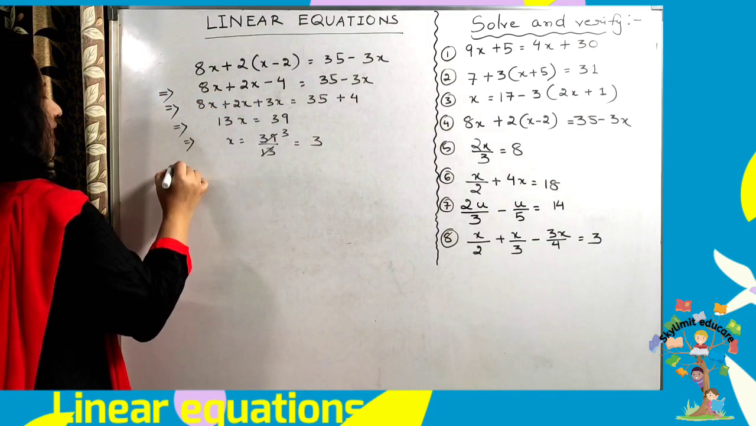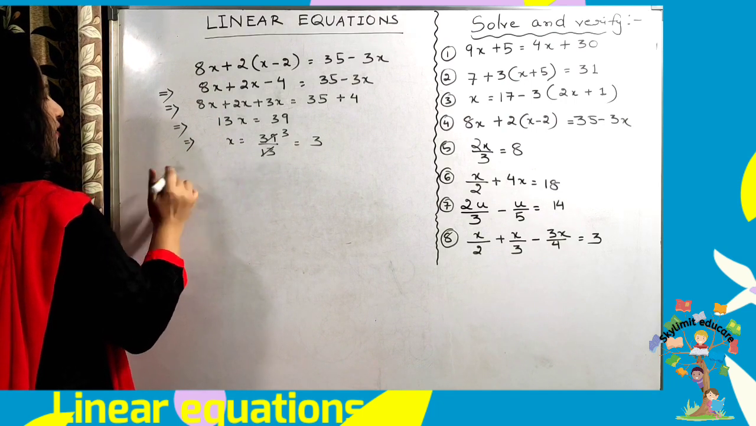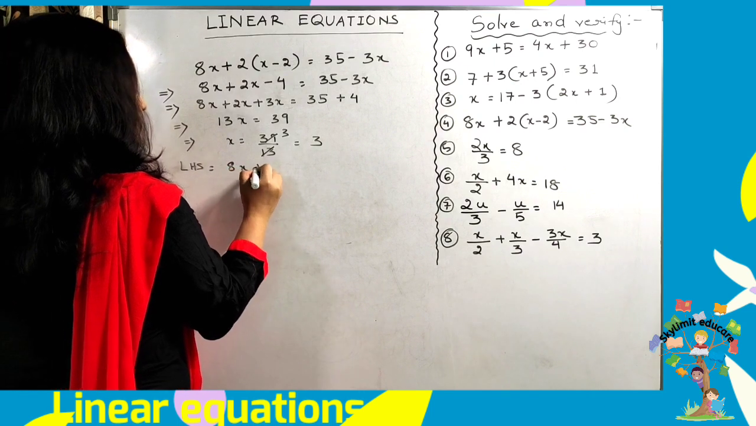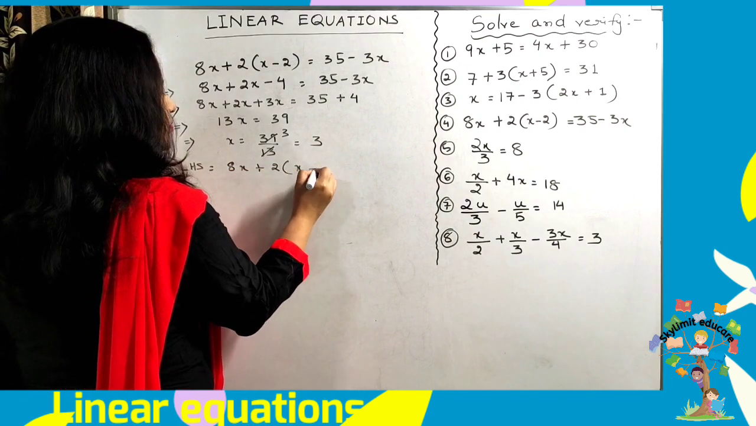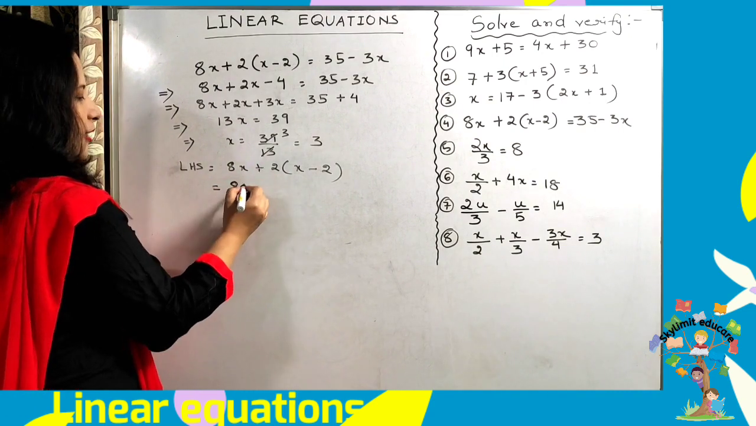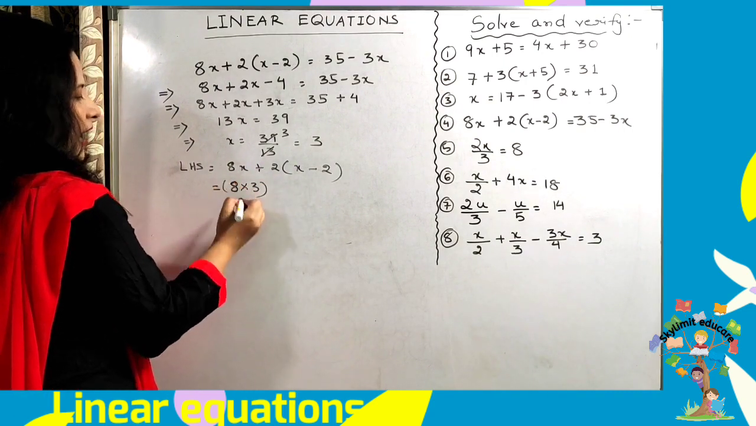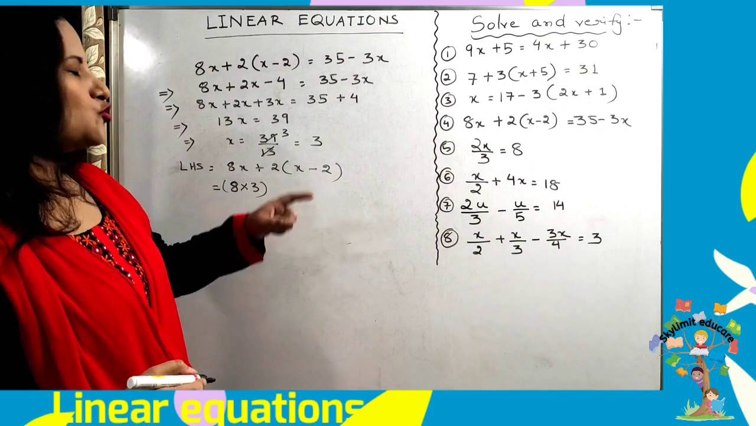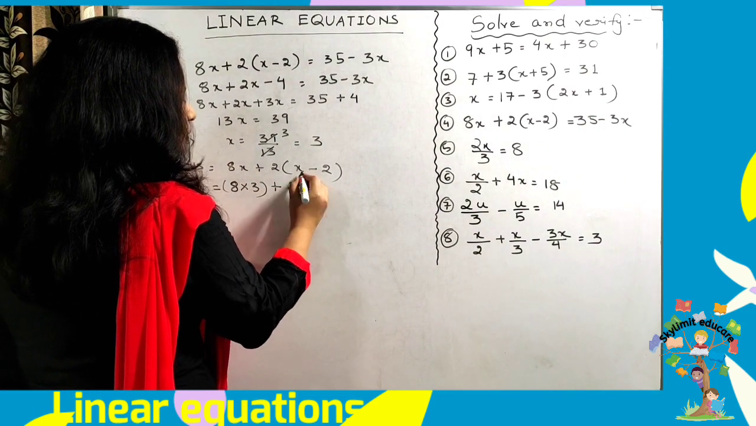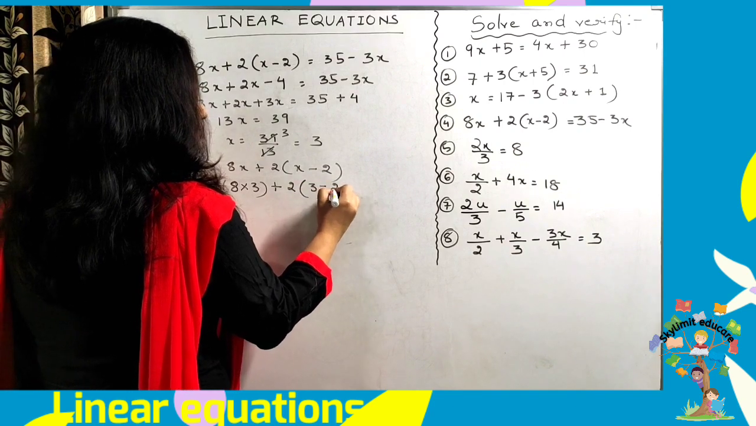Okay. So let us find the value. So left hand side, what you are having? Let us write the expression. 8x plus 2 multiplied to x minus 2. So 8x means what? 8 multiplied to 3. I'm just substituting the value of x to be 3. Okay. Plus 2 multiplied to 3 minus 2.